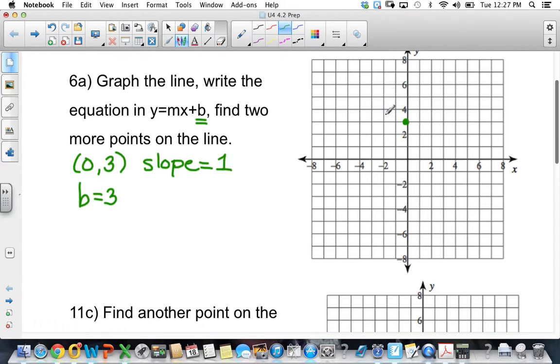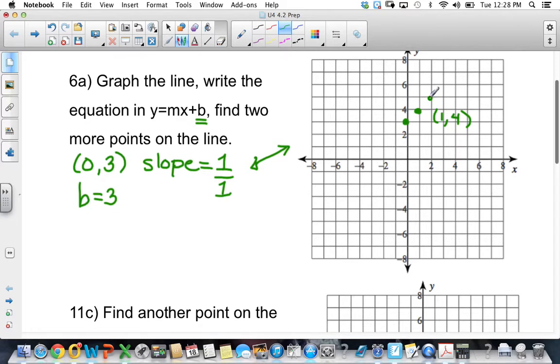So that helps me. Now I'm going to find another point on the line by simply counting the rise over the run. I know the slope has to be positive because there's no negative in front of the slope. I need to make this a fraction, so I'm going to put it 1 over 1, so I can rise 1 over 1. Well, there's another point on the line. That's (1, 4), so that answers the other question, find 2 more points.